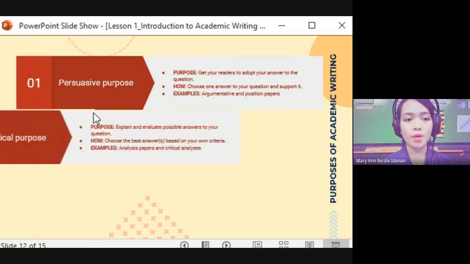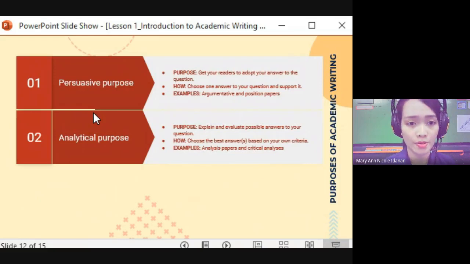Okay, next, we also have this analytical purpose. So it explains and evaluates possible answers to your question. So how are you going to do that? You will choose the best answer based on your own criteria. So the examples of that are analysis papers and critical analysis. So, for you to have an example, I will use the research that I have done during my college years.